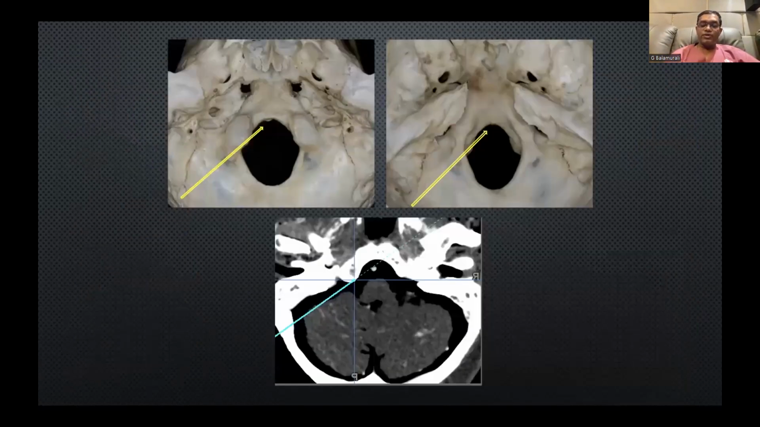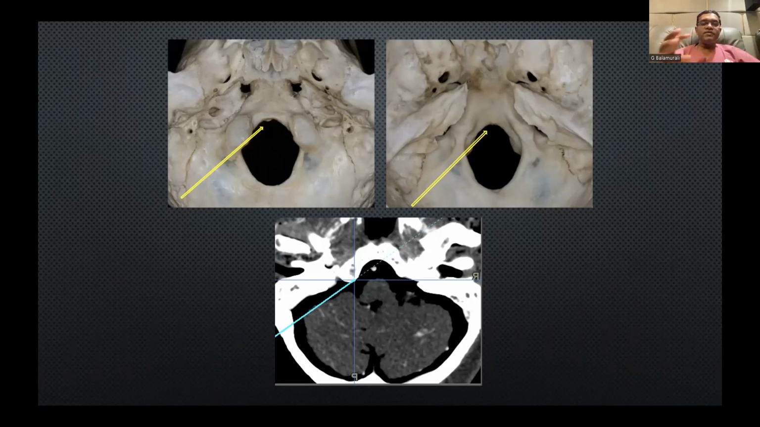So here I'm just going to show you a few examples of how you approach some of these tumors, just around the C1, C2 region. I have not done any tumor as such which goes completely into the foramen magnum, but hopefully in future I might be able to do.